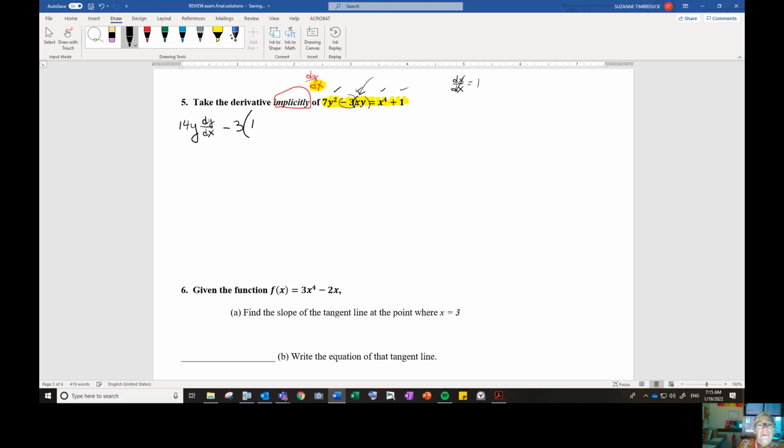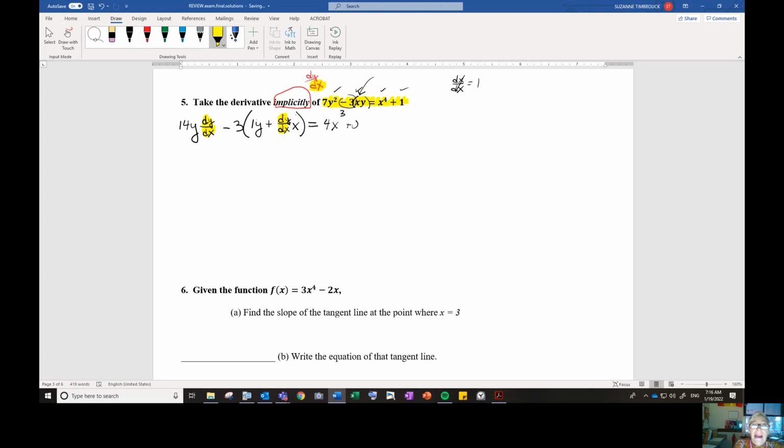So we have the derivative of x, which is 1, times y, plus the derivative of y, which is 1, but that's a derivative of y with respect to x, times x. So this product rule is our f prime g plus g prime f. Now that equals the derivative of x to the 4th, which is 4x cubed, plus 0. The derivative of 1 is 0. This is going to be the hardest step. Then the second part of that is solving for dy dx.